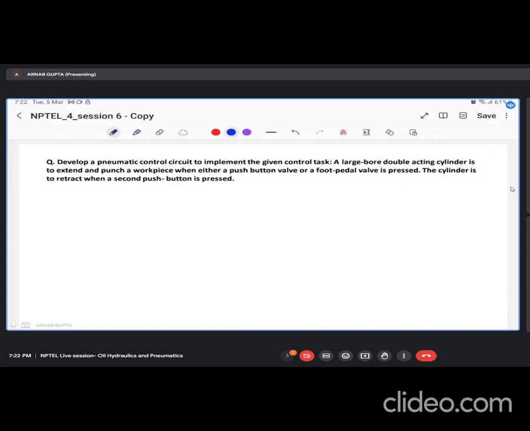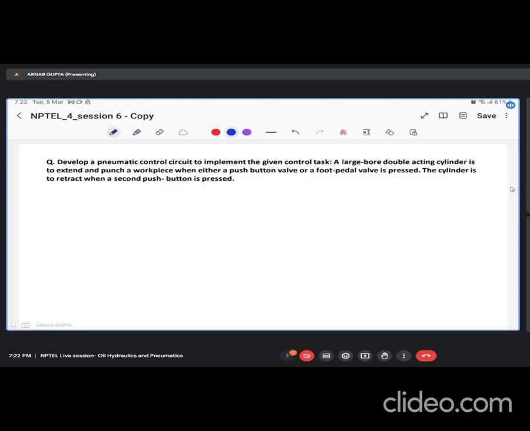There can be some typical examples of the previous application in industry. Suppose you are punching something. There are two valves, one is foot operated, one is hand operated. While you are pressing the foot, it is not punching. As soon as you press your hand while your foot is also pressed, the cylinder will come and punch, and as you release your hand while keeping your foot intact on the valve, then immediately the cylinder will retract again.